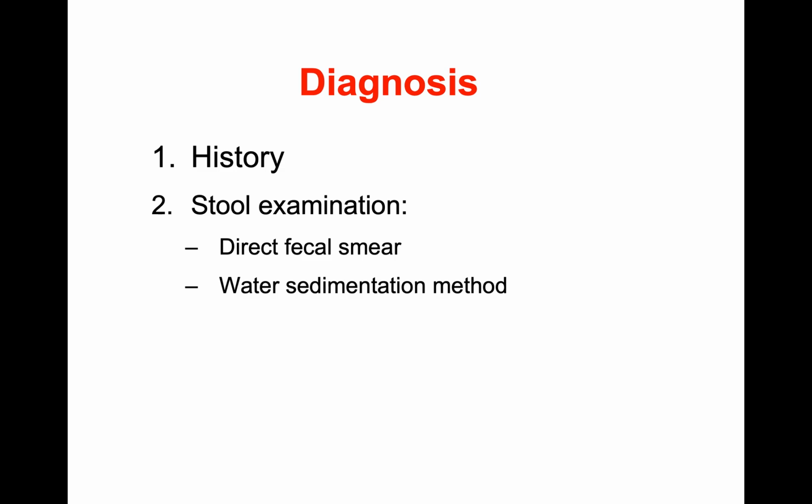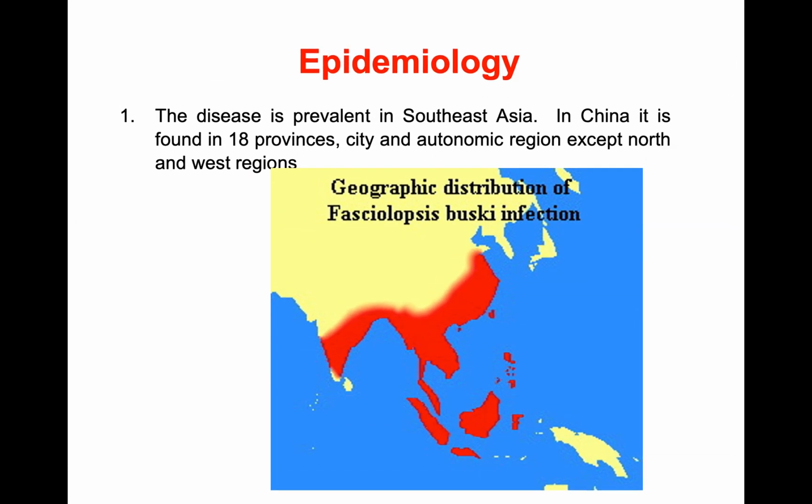For the diagnosis, you want to ask the patient's history, whether they eat some water plants, and then there's stool examination, the gold standard, whether you can find the eggs. So direct fecal smear and water sedimentation method. These are the two ways to check for the eggs.